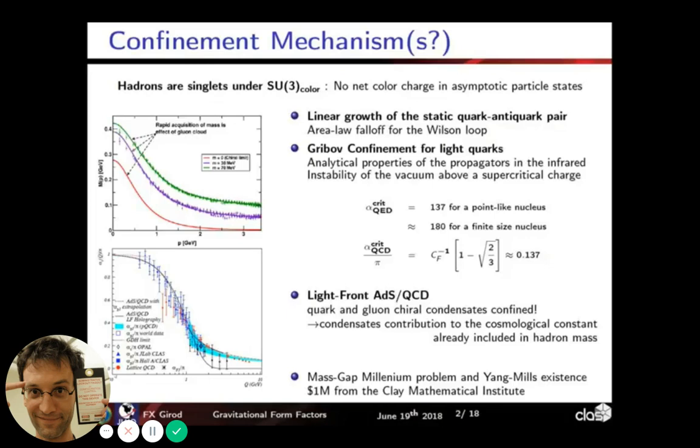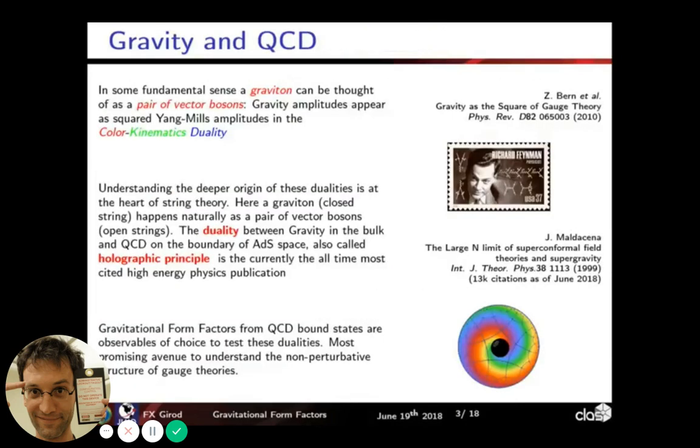Okay, so all of this, I guess most of you are familiar with. I will remind you that this mass function here, the generation of mass in Yang-Mills theory, carries a $1 million prize by the Clay Mathematical Institute. It really has to do with the definition of what Yang-Mills theories are. And the best known approach to address those questions actually has to do with a very surprising link between gravity and QCD, so I will say a couple of words about this.